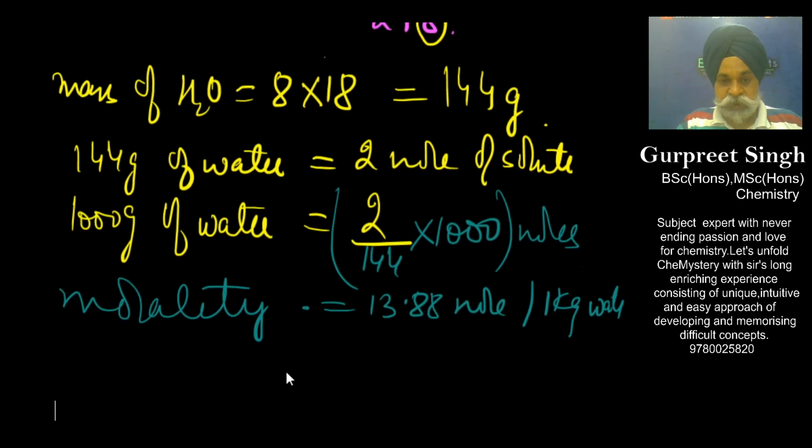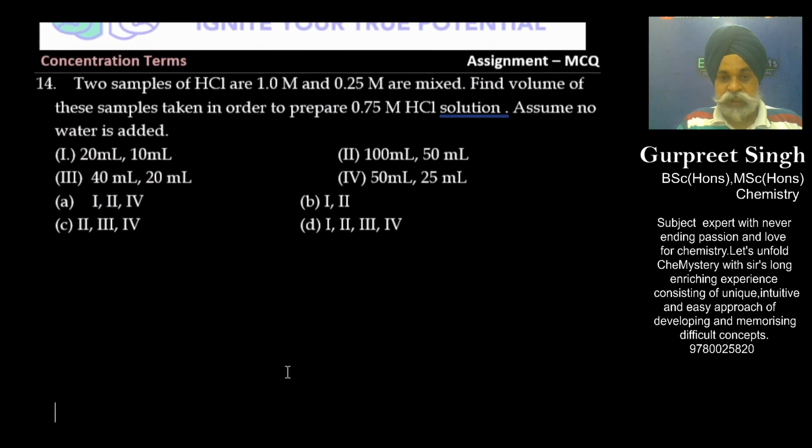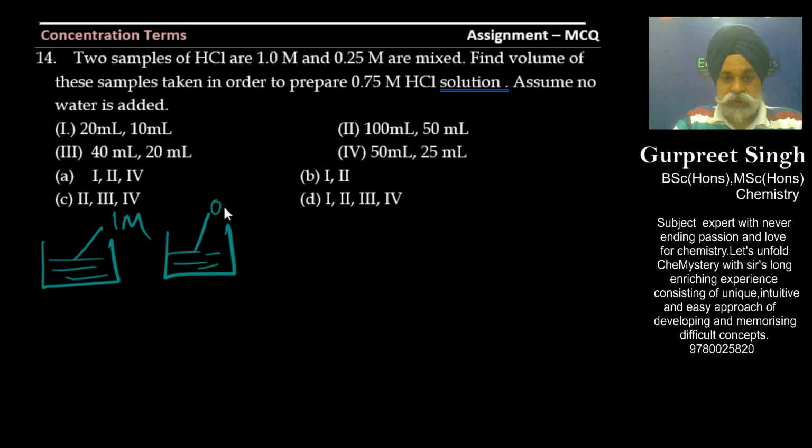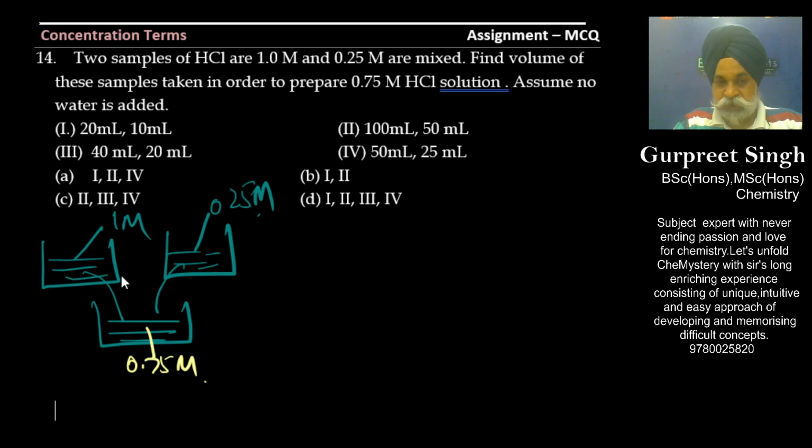Moving on to the next problem. Next also is a very interesting question. Here two samples of HCl are given. One is 1 molar and the second is 0.25 molar. This is being given to you. Find the volume of these samples taken in order to make a solution. So he is taking some amount of this, some amount of this, such that the final solution would get a molarity of 0.75 molar, which is possible because it is falling in between these two concentration terms.